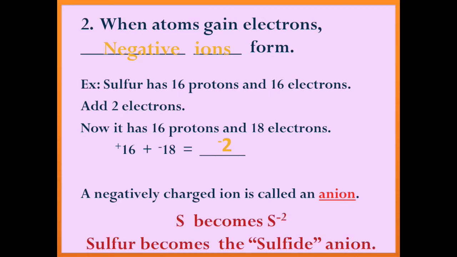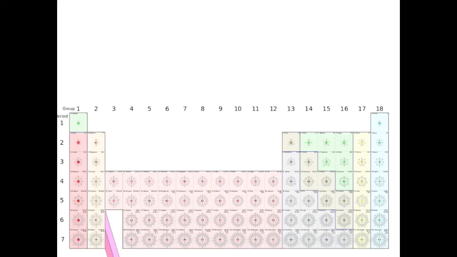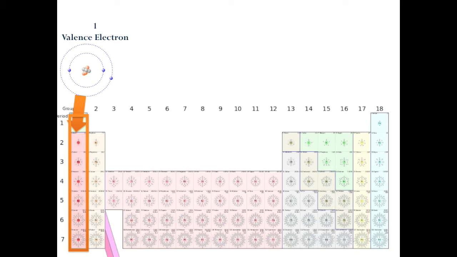And there's a way that you can predict how much of a charge an ion will have, and it has to do with looking at the periodic table. If you notice group 1, they all have 1 valence electron. They would be more stable if they got rid of that 1 valence electron. They have a very low ionization energy. It's very easy for them to lose that 1 valence electron.